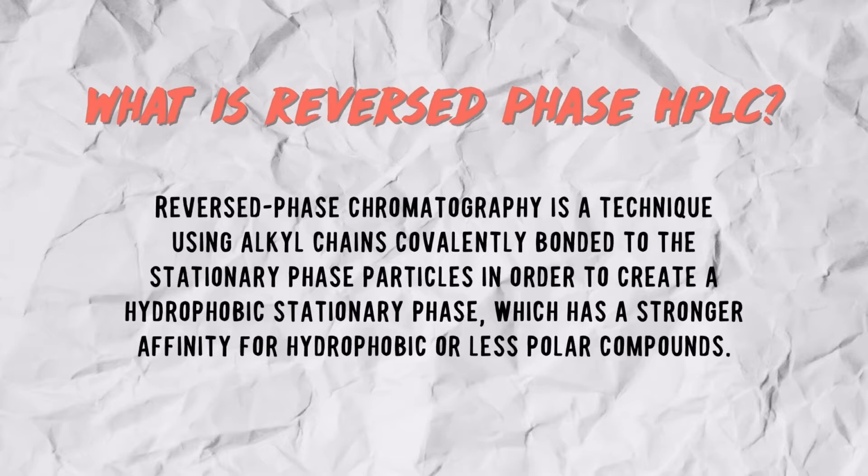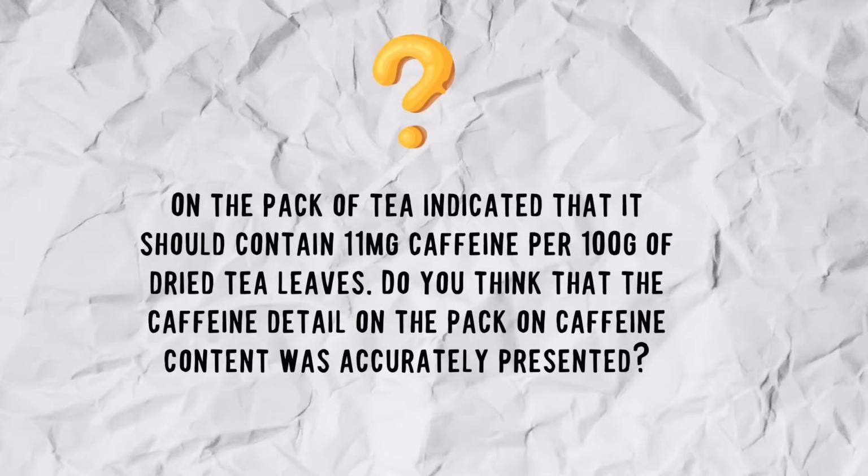Reverse phase chromatography is a technique using alkyl chains covalently bonded to the stationary phase particles in order to create a hydrophobic stationary phase, which has a stronger affinity for hydrophobic or less polar compounds. So by using HPLC, we can actually find out if there is really 11 mg of caffeine per 100 gram, as mentioned in the packaging.